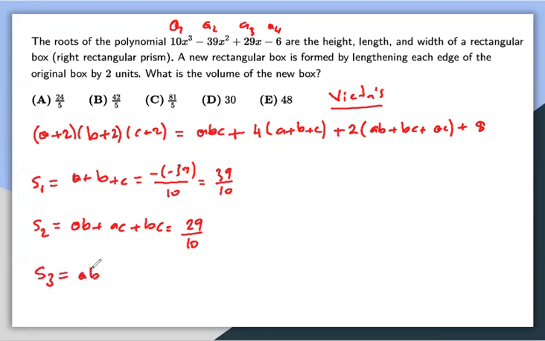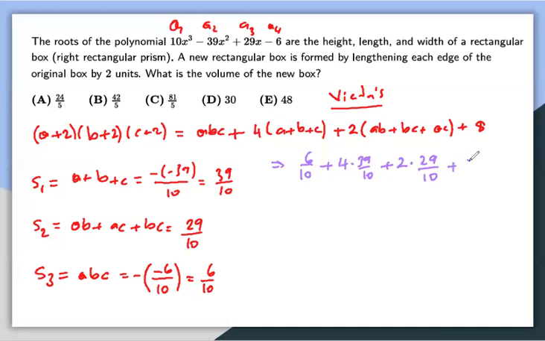And S3 is the product of all 3 roots. That's going to be the constant term over the leading coefficient. I said we start with negative in S1, and S2 was positive, so this has to be negative. That's why we have a minus in front. Just keep that in mind. So that will be 6 over 10. Now let's plug these into our expression. The product is 6 over 10, plus 4 times the sum, which is 39 over 10, and the pairwise sum is 29 over 10, which has to be multiplied by 2, and there is 8 at the end.